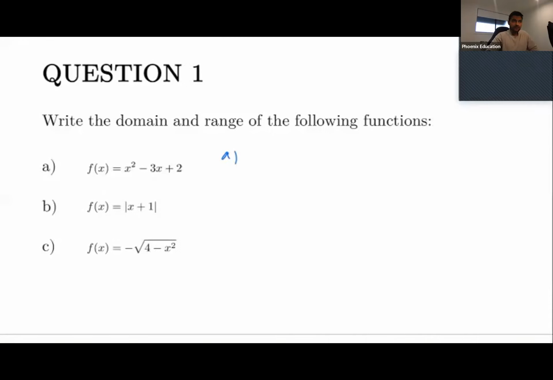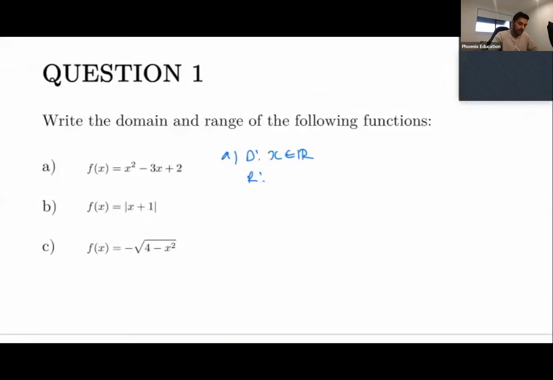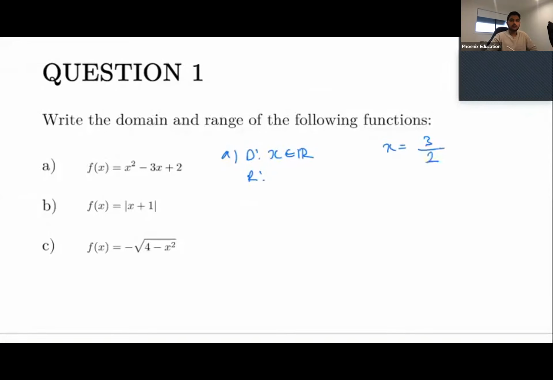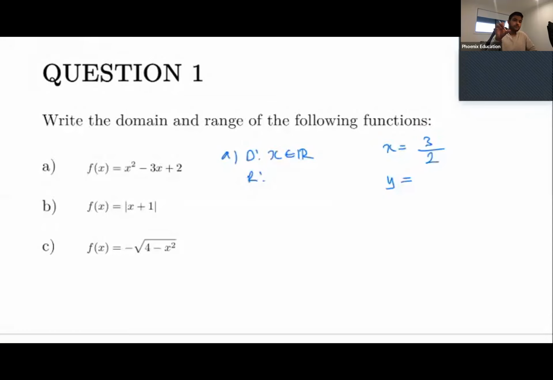Okay, so part A, this is a parabola. So the domain would be all real values, okay? But the range, if you remember from our slides, should be greater than or equal to the y value of the vertex coordinate. So in order to work out the y coordinate of the vertex, we first need to work out the x coordinate. So the formula would be minus b, which is minus 3, so positive 3, divided by 2 times a, so 2 times 1 in this case. So the x value of the vertex coordinate is just 1.5. To figure out the y coordinate, you'll just need to take this value and sub it into the original equation. And this, if you do, will come out as negative 0.25.